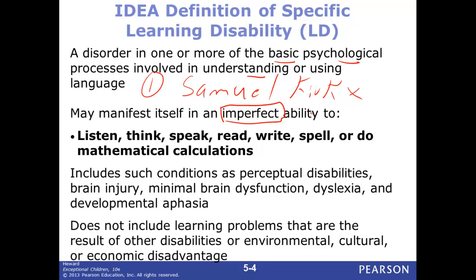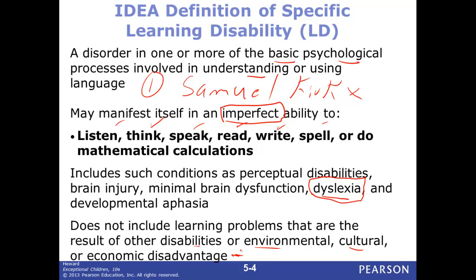It may manifest itself in an imperfect ability to listen, think, speak, read, write, spell, or do math calculations. It includes such conditions as perceptual disabilities, brain injury, minimal brain dysfunction, dyslexia, and developmental aphasia. Dyslexia is the one most people know, and it's coming to the mainstream now. Most folks, especially in our field of education, are familiar with that term and what it means. And then, of course, there are some disqualifying things. It does not include learning problems that are the result of other disabilities or environmental, cultural, or economic disadvantages.